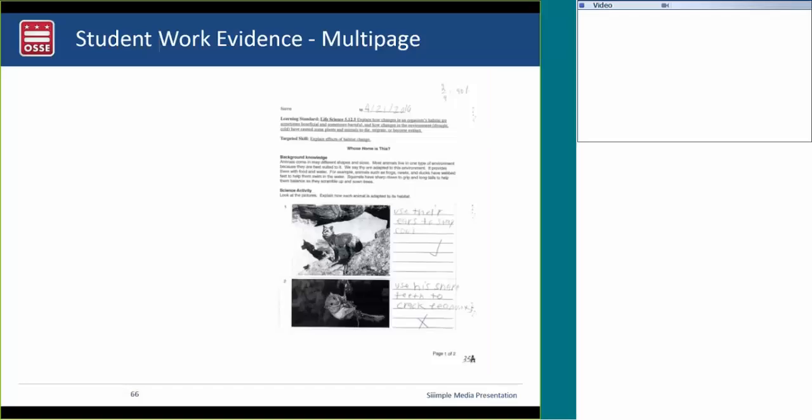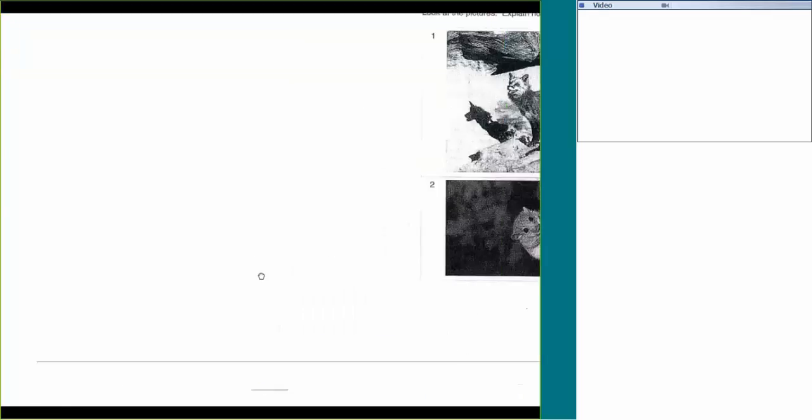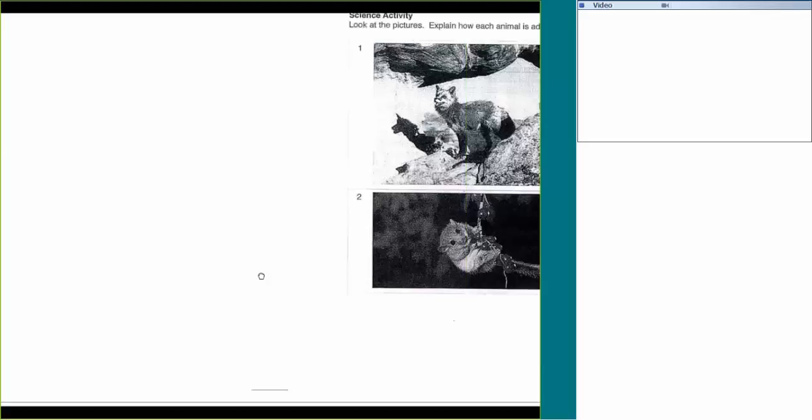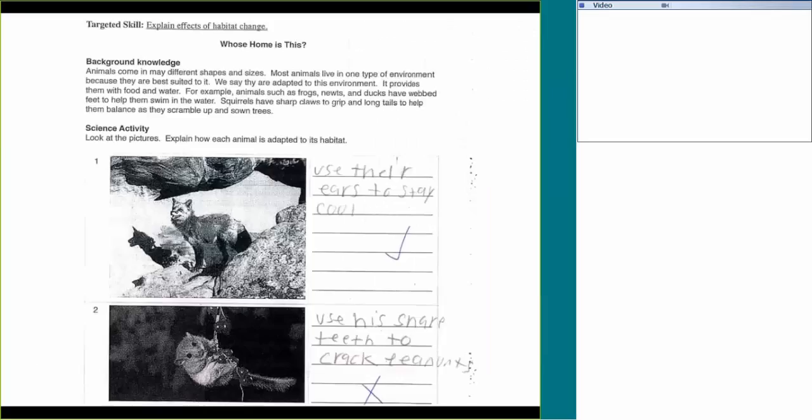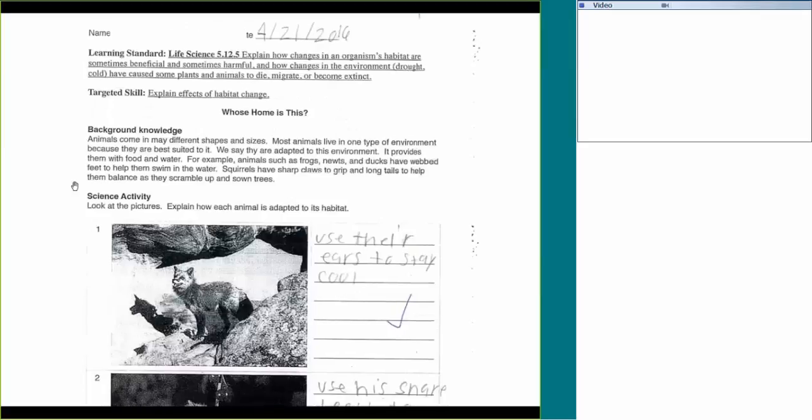No, that's not what I wanted to do. Sorry, folks. There we go. We're able to make it larger. Okay. I made it larger on my screen, too.